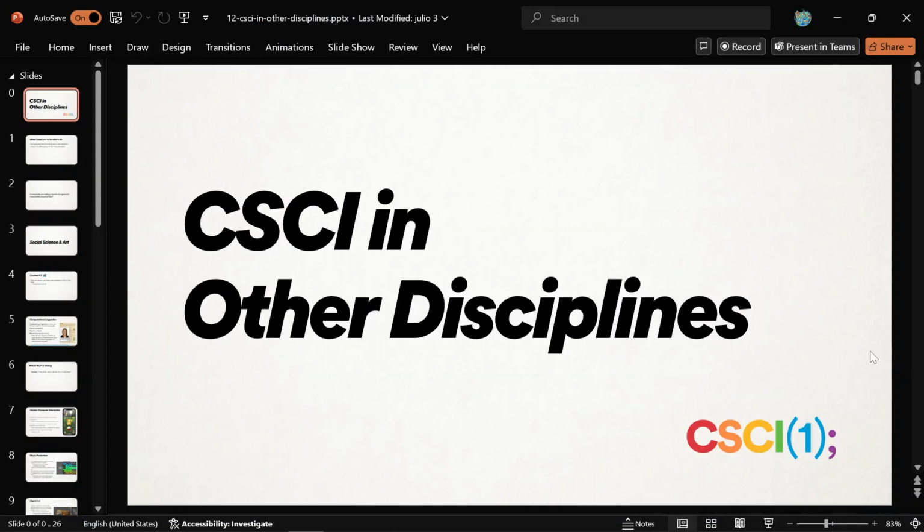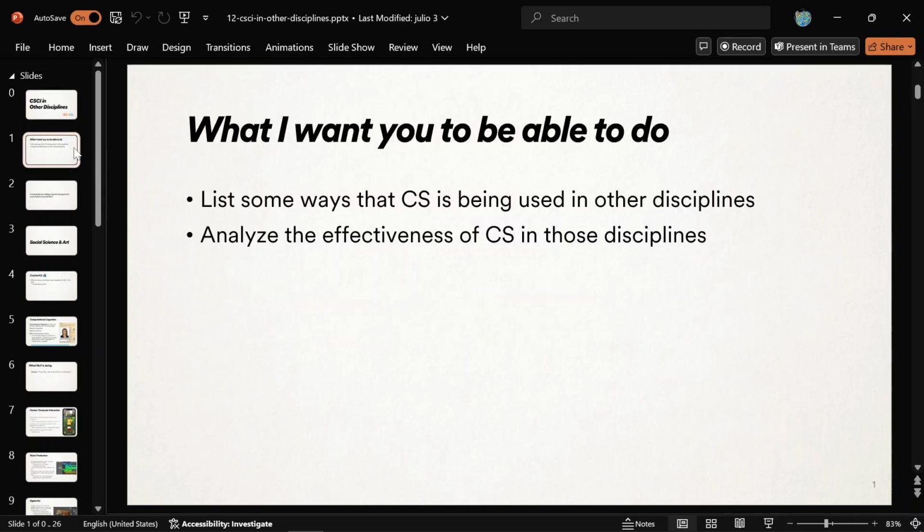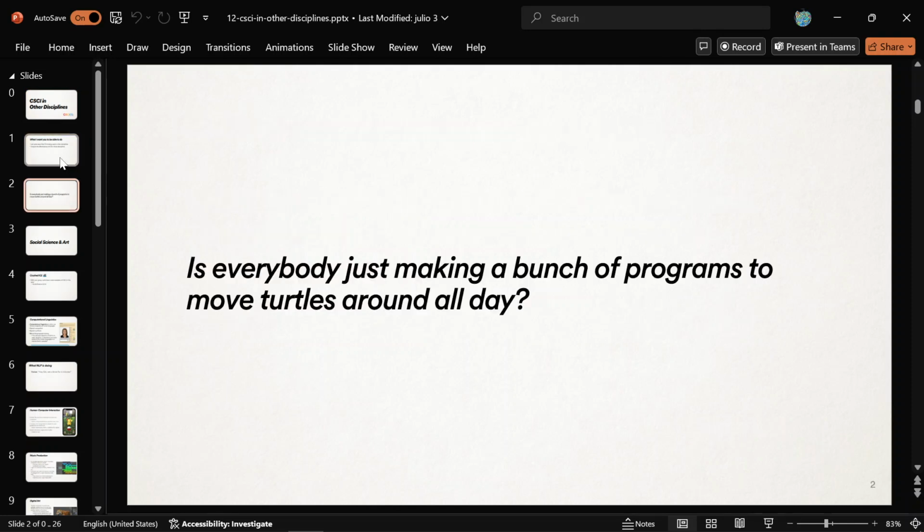So yeah, let's talk about computer science outside of computer science, right? Because we're learning about the hardcore stuff like logic and things like that, that computer scientists and software engineers use. There's plenty of biologists using programming, using purpose-made software to do a certain thing. So let's talk about that, because the answer to this question is no. Nobody's just writing a bunch of turtle programs.